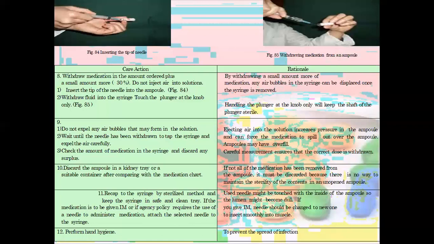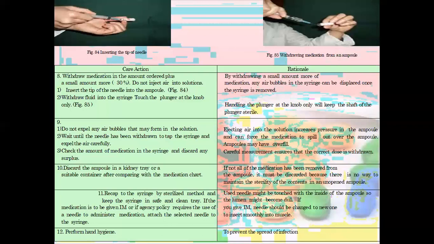If we give the medication IM, or if any agency policy requires the use of a needle to administer medication, attach the selected needle to the syringe. If the hospital's policy says we will change the needle, then at that time we will change the needle; otherwise we will use that needle only. The needle might have touched the inside of the ampoule, so the lumen might become dull. If you give IM, the needle should be changed to a new one. If we are giving IM, the needle should be changed to insert smoothly into the muscle, so that the medicine goes in smoothly.